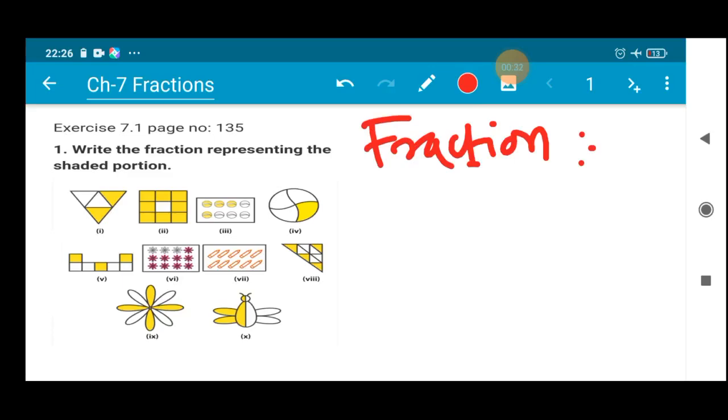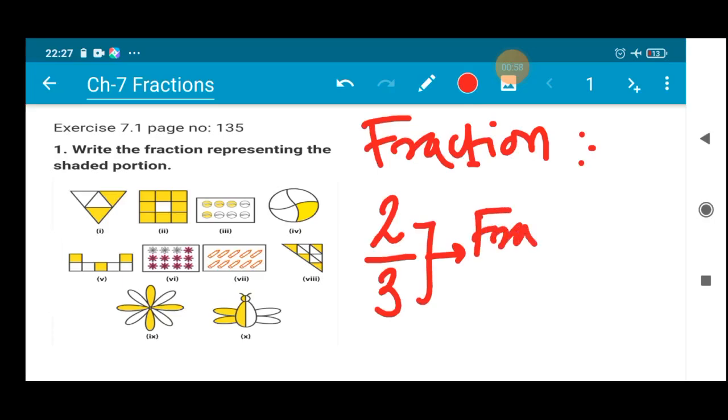The word fraction. Before starting the exercise, let me have a brief brush up of this concept called fraction. When you were in class 4 onwards, you discussed and became very familiar with the terms part and whole, right? So fraction is nothing but a part of a whole. Now if I write a number like 2 by 3, this type of number is nothing but a fraction.